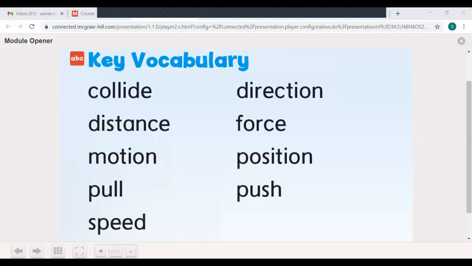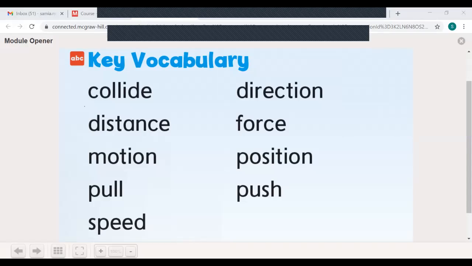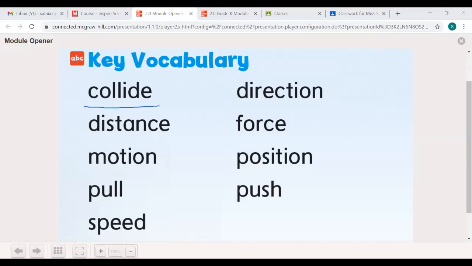Let's look at some key vocabulary words. We're going to be learning these words throughout this module. So we're just going to go over them and we'll be learning the meaning throughout. So the first one is collide. Can you say collide? Collide. The second one is distance. Say it with me. Distance. The third one, motion. Motion.